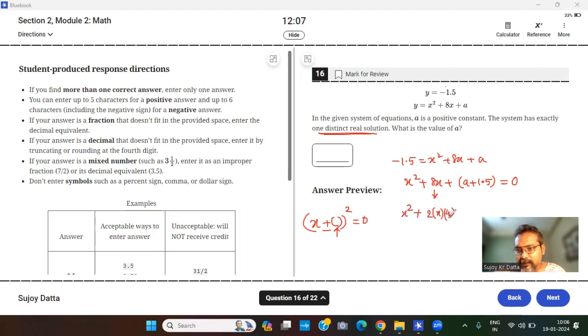So x squared plus 8x plus, it has to be 4 squared. Only then will this be a complete square. Only then will you have x plus 4 whole squared equal to 0, and you will get a single solution x equal to negative 4. But they're asking what is the value of a. So that means a plus 1.5 must be 16. If a plus 1.5 is 16, then a must be 16 minus 1.5, which is 14.5. So that is the answer.